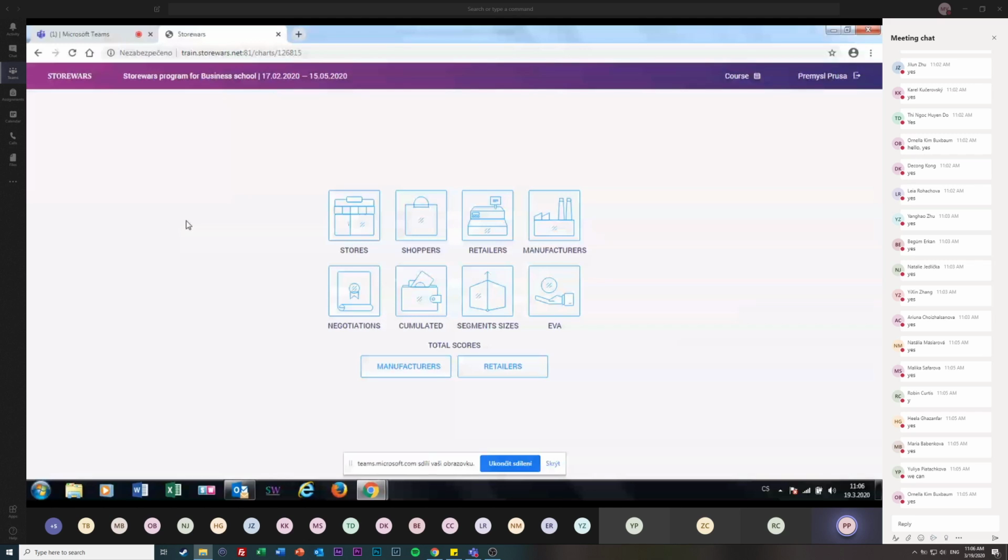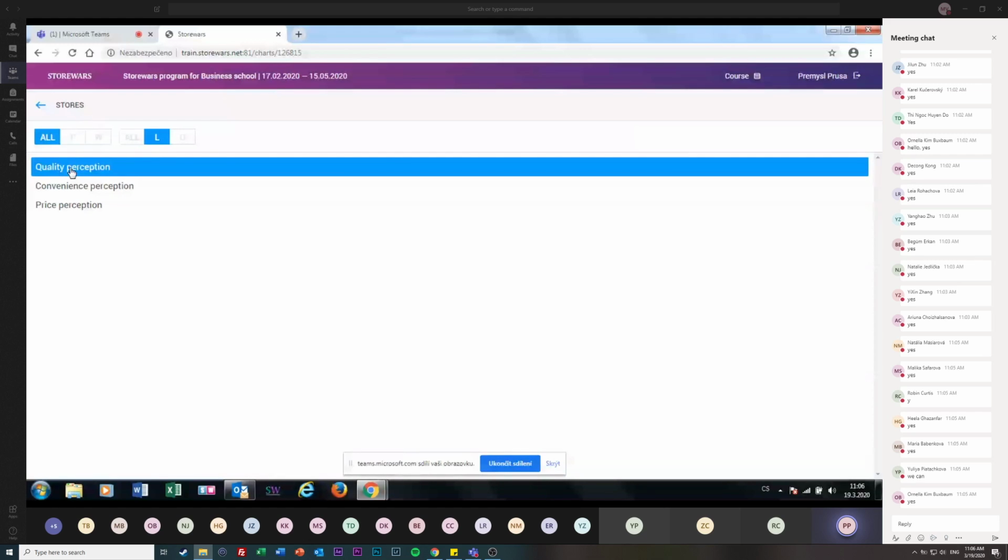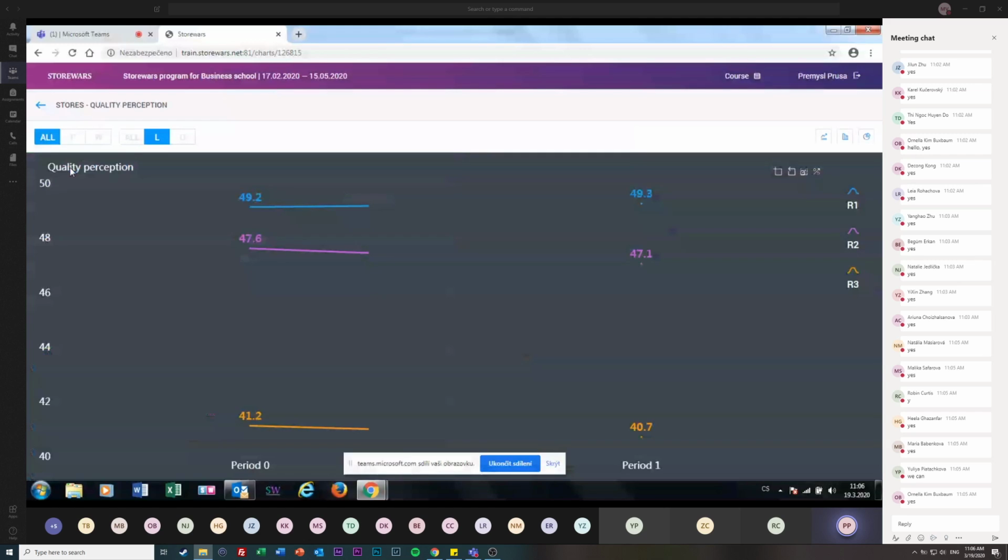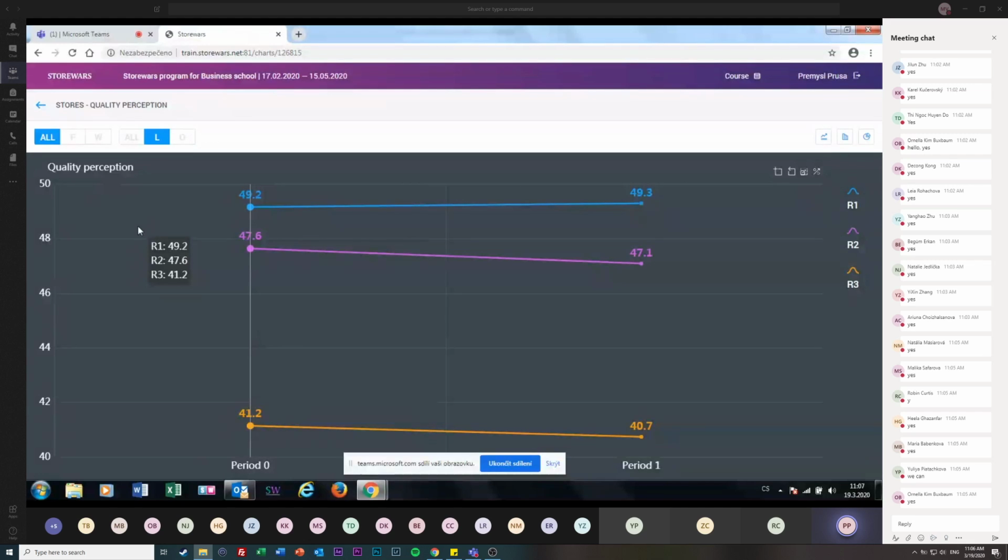Speaking about retailers, we will firstly see the development of the perception. So I will show the quality perception. Here you can see the quality perception of the retailers. Obviously, retailer 1 is perceived as a little bit more quality provider than retailer 2, and retailer 2 is also a little bit losing in the quality perception.